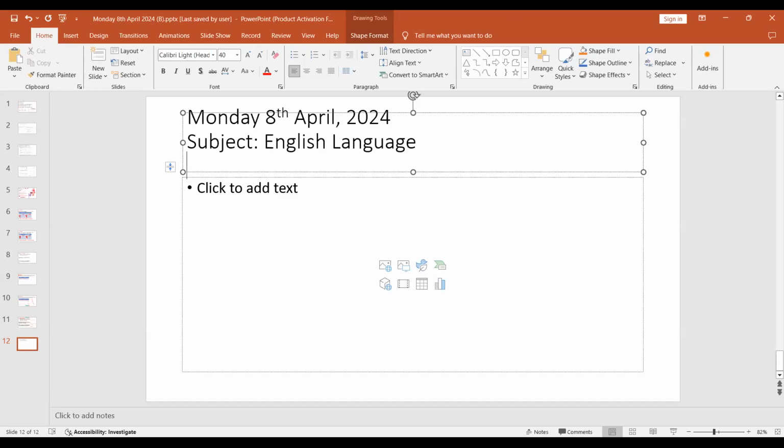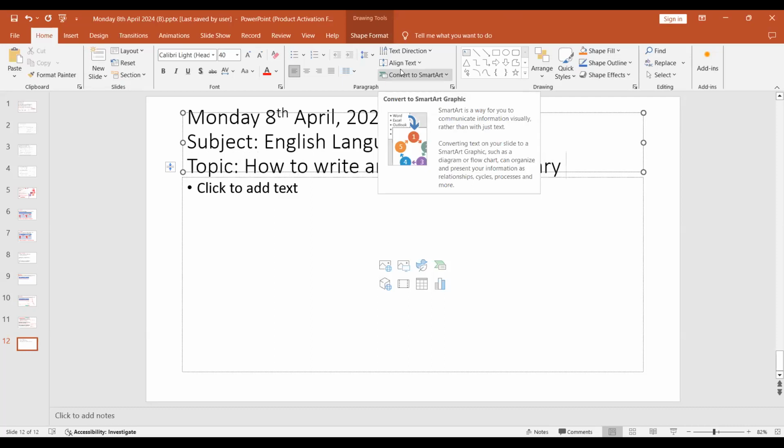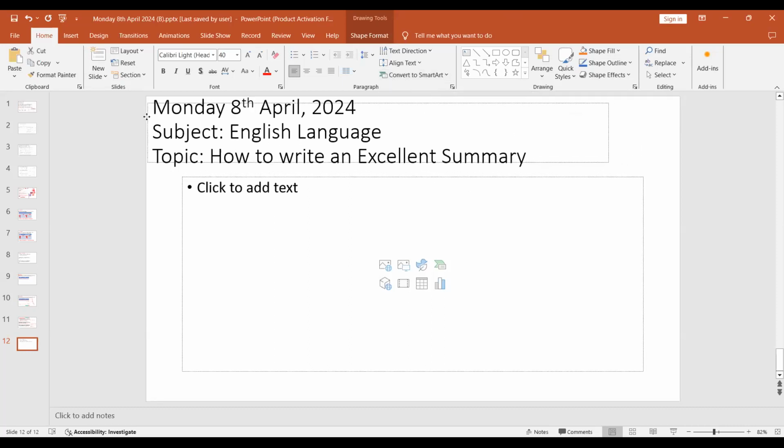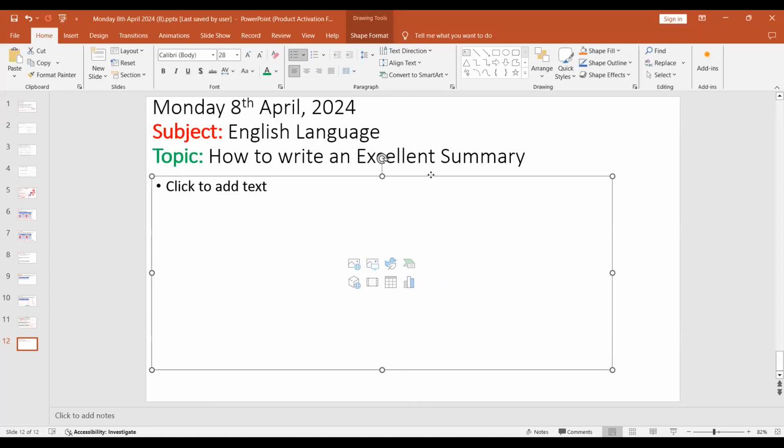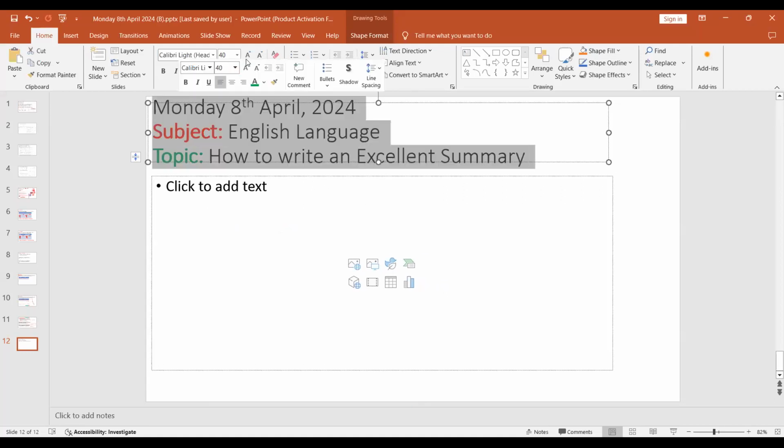The subject is English language. The topic is, of course, we're going to be looking at how to write an excellent summary. Now, when we say summary, what is a summary? What do we mean by a summary? A short story. Not a short story. No. What is a summary? No one knows what a summary is? You can't be serious.